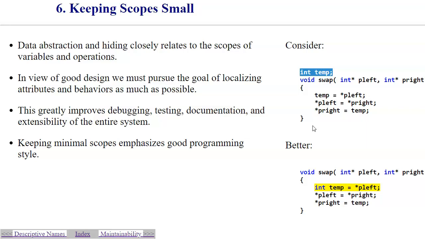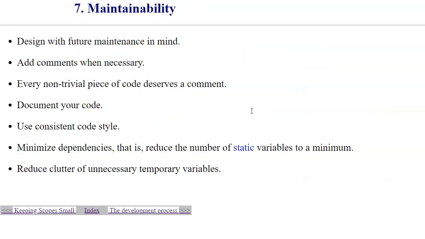You really need to pay attention that data abstraction and hiding closely relate to the scopes of variables, and you want to keep the scopes of your variables as localized as possible. In other words, declare your variables in the scope where they really are being used.